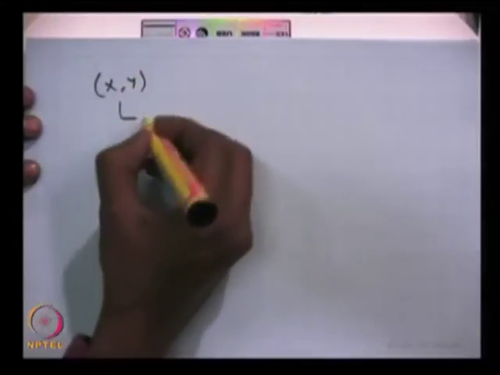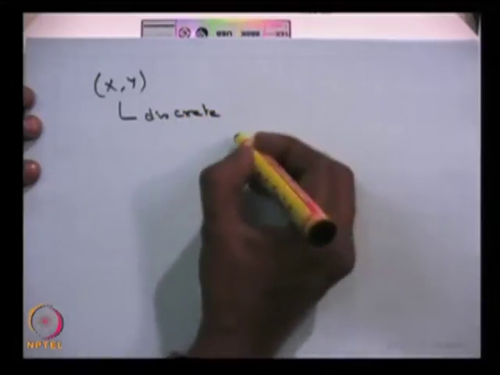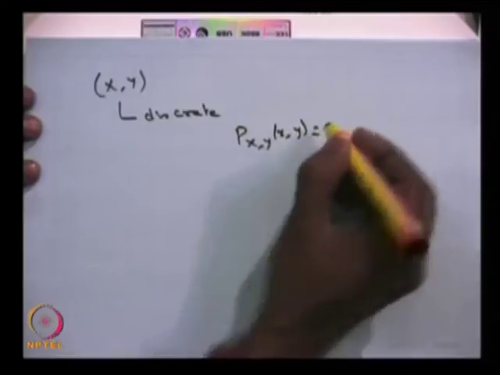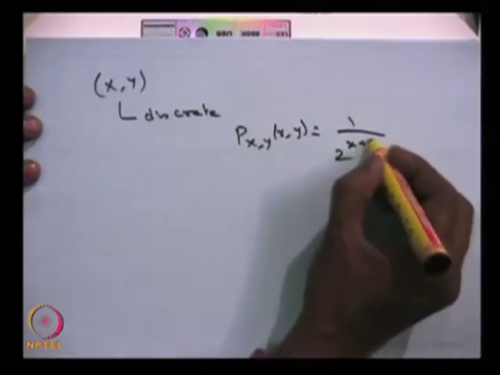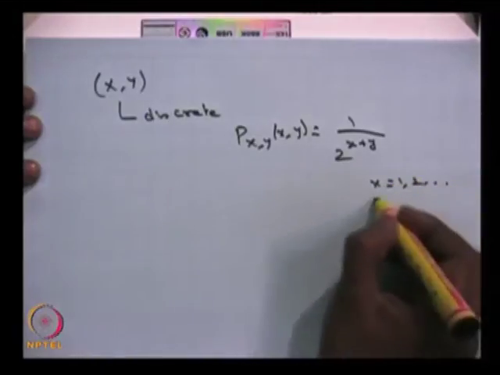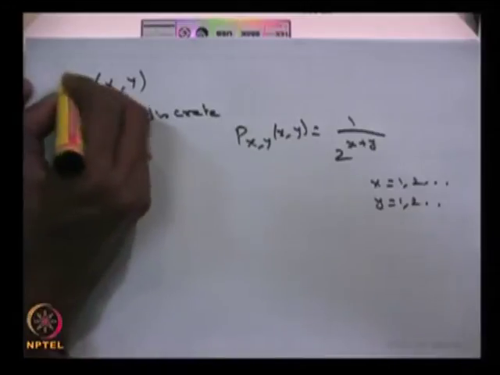Before I go to another concept, let me give a few examples. I have already given an example for the case where both random variables are of discrete type: a joint probability mass function 1 divided by 2 power x plus y, where x takes values 1, 2 and so on, and y takes values 1, 2 and so on. So this is a joint probability mass function example.